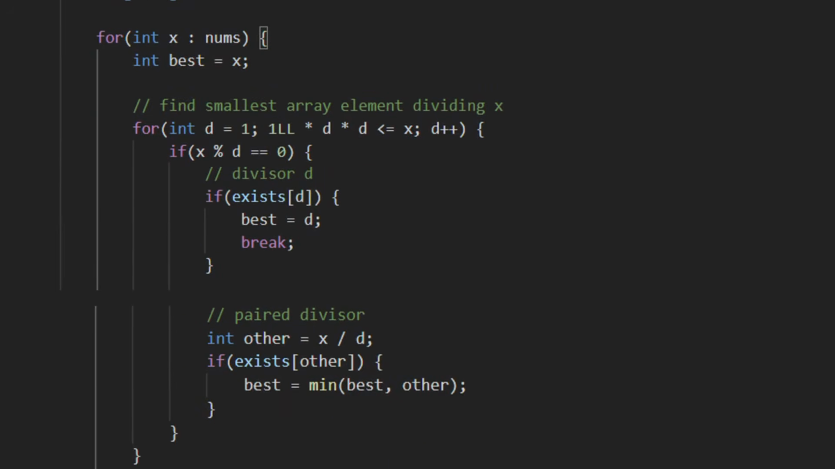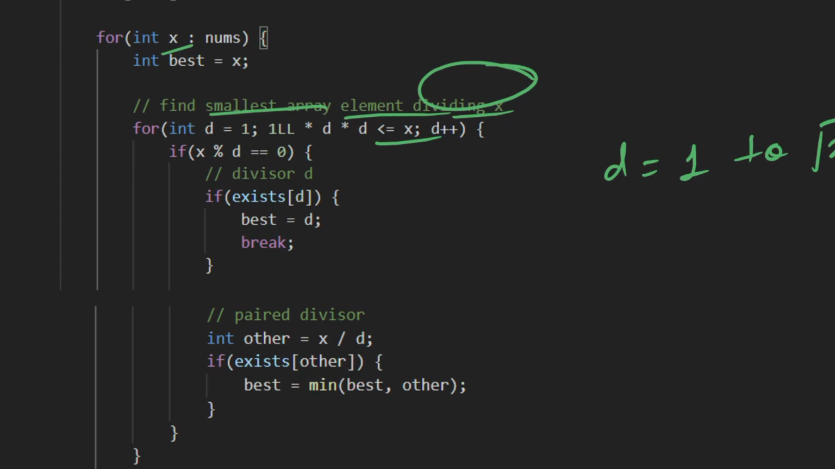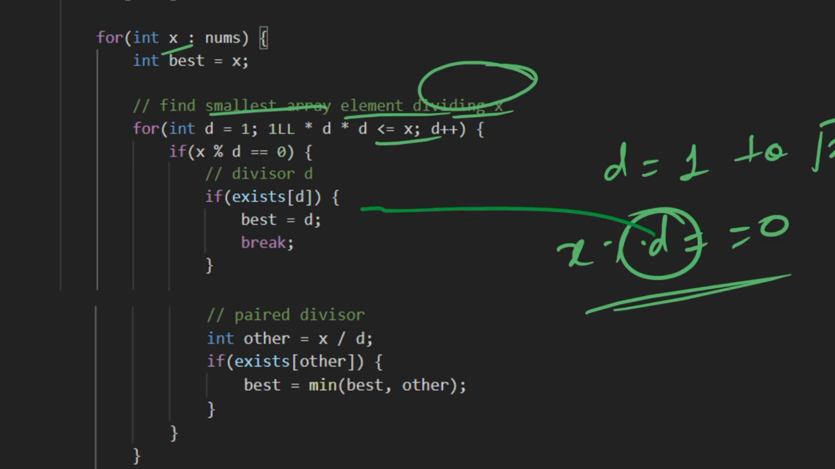Then for every number x, we try to find the smallest array element which divides the number x. So we iterate through all divisors from 1 to under root x, and then if x is divisible by d, that means if the remainder is 0, then we check whether d is present in the array or not.